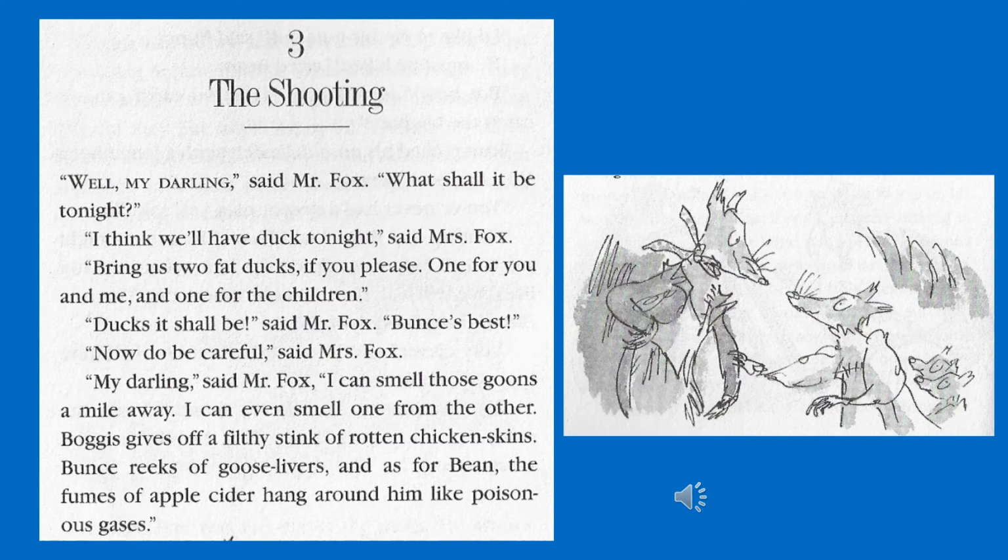Chapter 3, the shooting. Well, my darling, said Mr. Fox, what shall it be tonight? I think we'll have duck tonight, said Mrs. Fox. Bring us 2 fat ducks, if you please, 1 for you and me, and 1 for the children. Ducks it shall be, said Mr. Fox, Bunce's best. Now do be careful, said Mrs. Fox. My darling, said Mr. Fox, I can smell those goons a mile away. I can even smell one from the other. Boggis gives off a filthy stink of rotten chicken skins. Bunce reeks of goose livers. And as for Bean, the fumes of apple cider hang around him like poisonous gases.